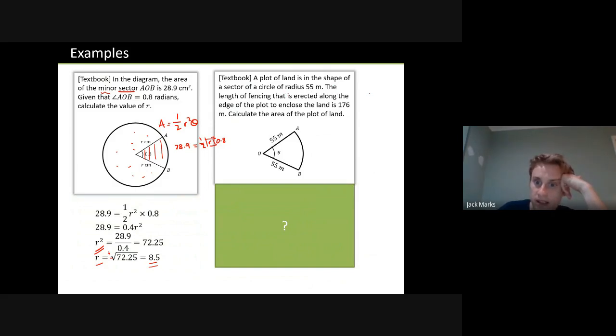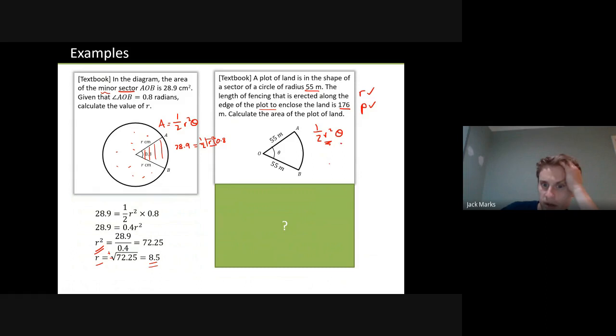8.5. A plot of land is in the shape of a sector of a circle of radius 55. Okay, so we've got r. The length of fencing that is erected around the edge of the plot. Around the edge of the plot. To me, that sounds like perimeter. Calculate the area of the land. Okay, so half r squared theta. Got r. I've got r and I need theta.